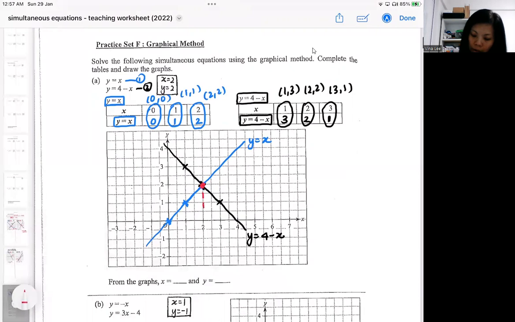Okay, look for the intersection point. Remember, you must show the dotted line. So the intersection point is 2, 2. So the solution will be x equal to 2, y equal to 2.